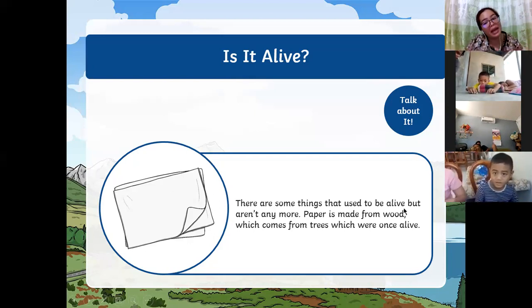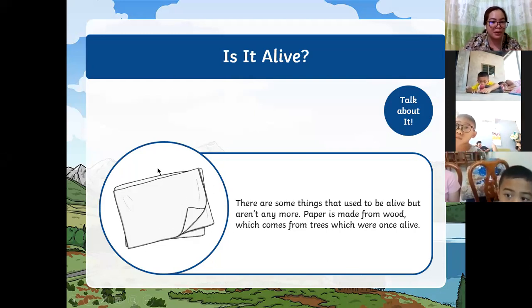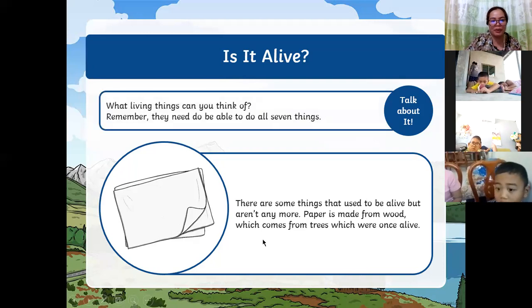So you cannot make paper just by getting the tree. You need to cut the trees and make them dead, so that you can have the paper. So it's a process. That's why these things are included in the things which were once alive. Okay, another example. What living things can you think of? Remember, they need to be able to do all the seven things.